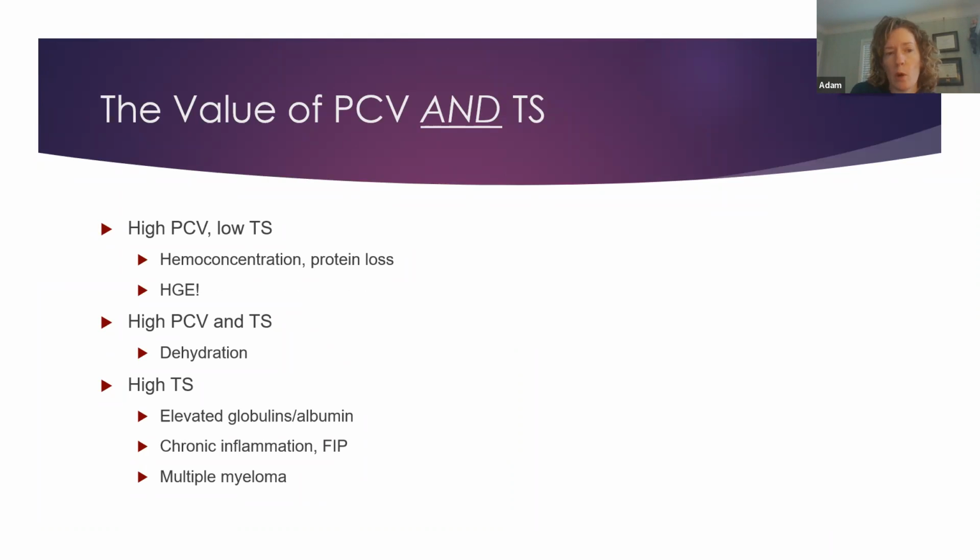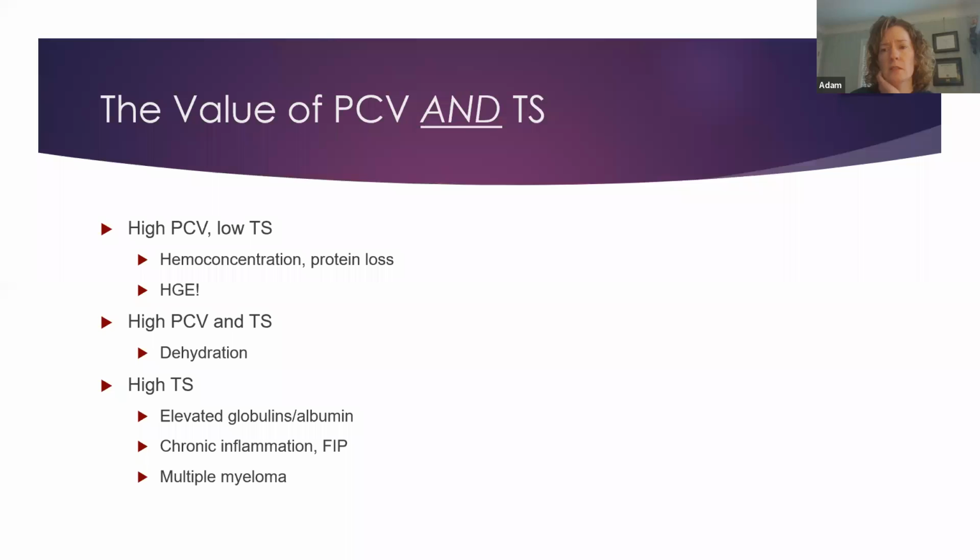Just to talk a little bit more about potential differentials for changes in PCV and solids. If you see a high PCV and a low solids, like we said, you may be seeing a bleeding patient. High PCVs can also indicate hemoconcentration, so really dehydrated patients. We had a dog who was in just a couple of days ago, Isa, that sweet little beagle in the ICU, who had a ruptured gallbladder, and she came in with a hematocrit of about 58, probably due to dehydration and hemoconcentration.